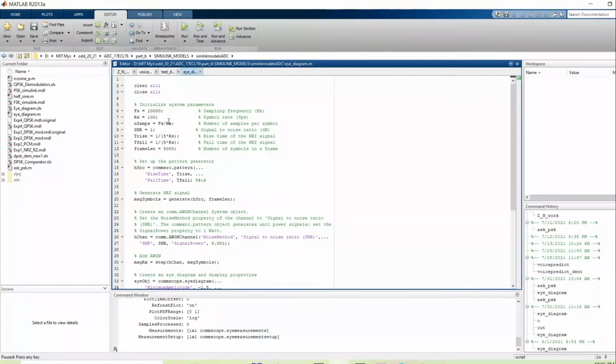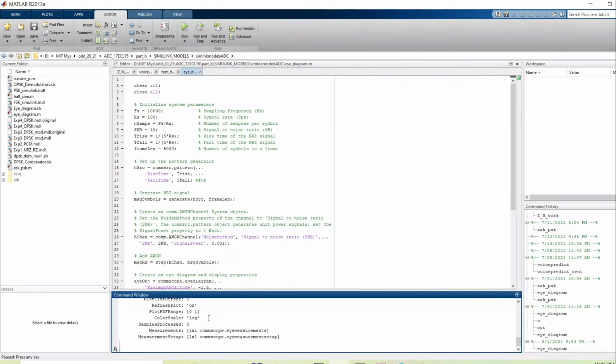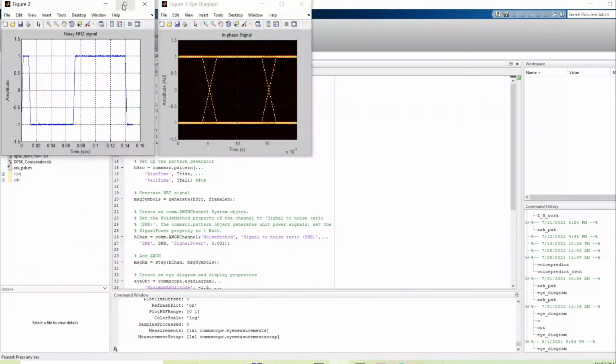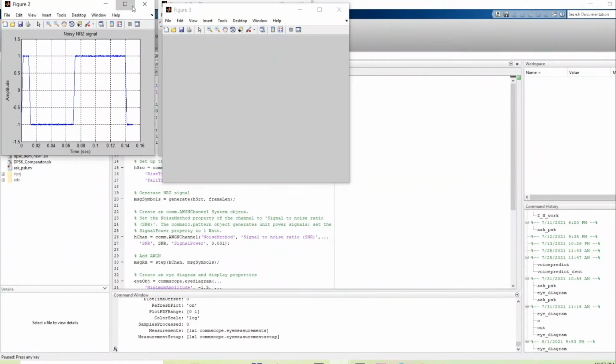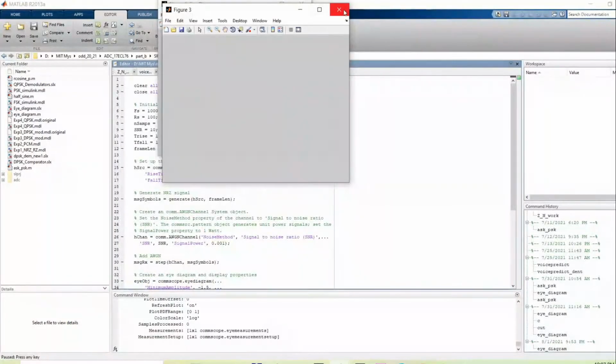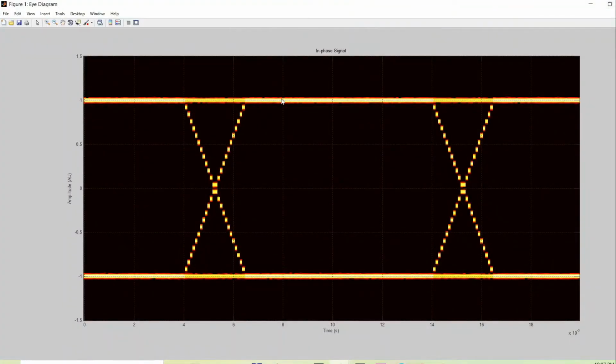Now let us increase the signal to noise ratio. That means signal power will be increasing and noise power is small. So now I have changed the value to 10. Signal to noise ratio is 10. That means noise is now reduced here. Because of that, you can observe the eye diagram. The peak distortion here also reduced.